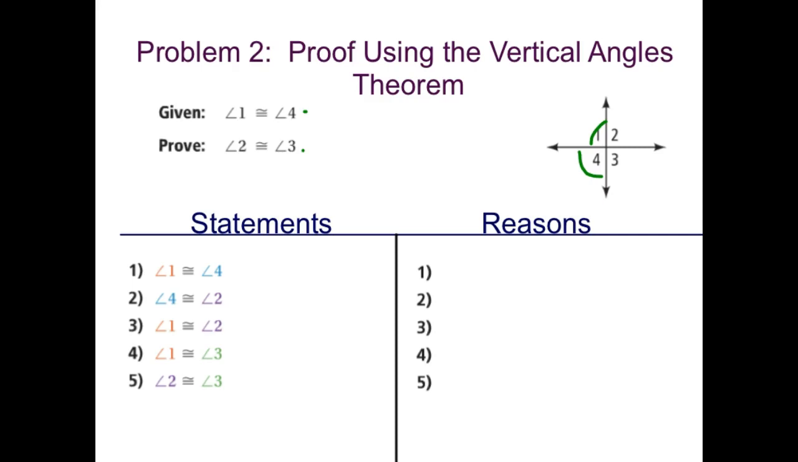We have to come up with the reasons. So angle 1 is congruent to angle 4. That's a repeat of our given. That's what I want to put. Angle 4 is congruent to angle 2. So this one, they're getting a little bit different. They've got angle 4 over here and angle 2 over there. Well, if you think about those, they're across from each other. They make that x. Those are vertical angles, which means that's our vertical angle theorem.